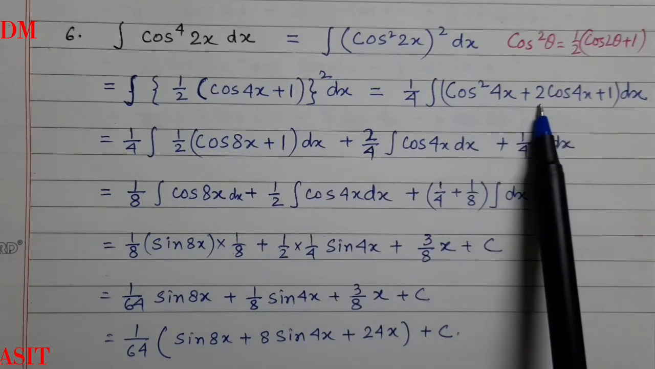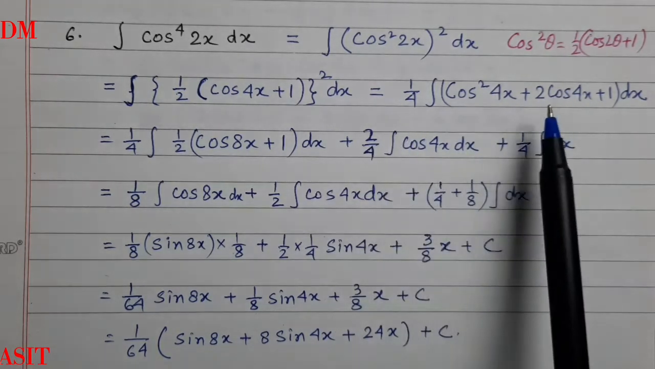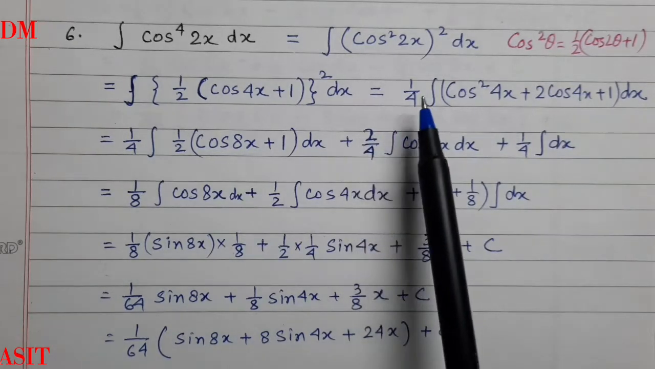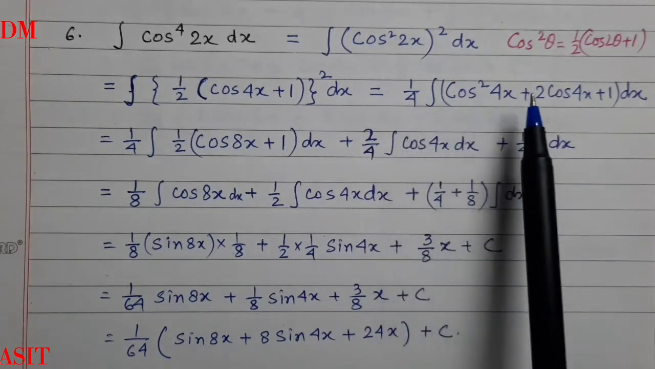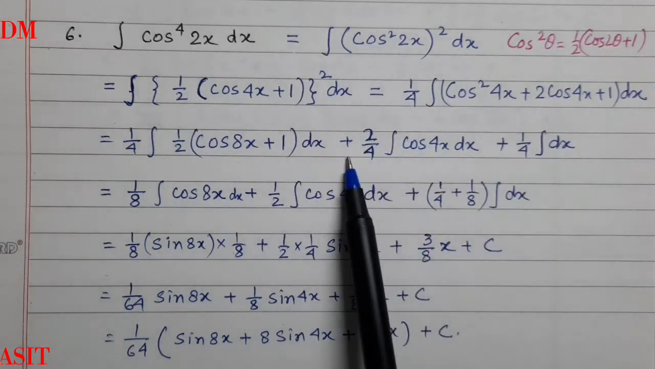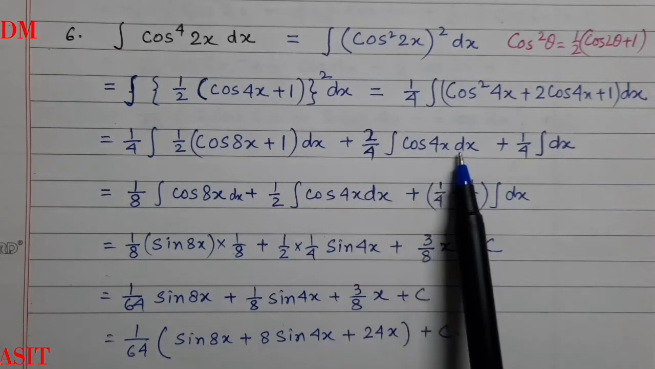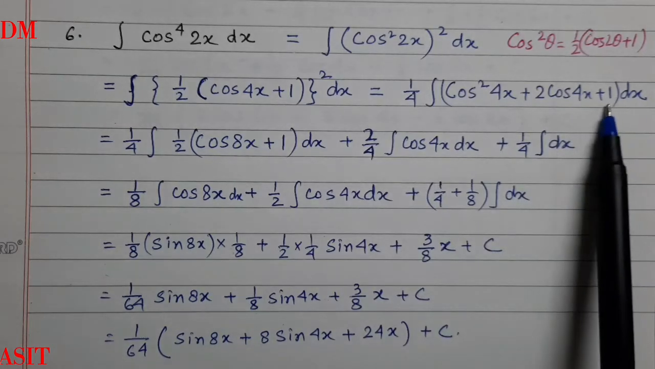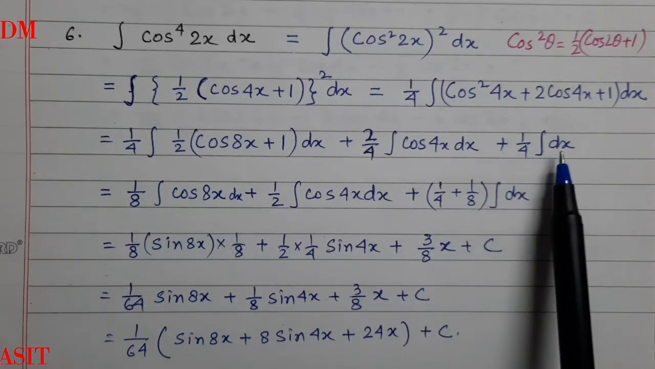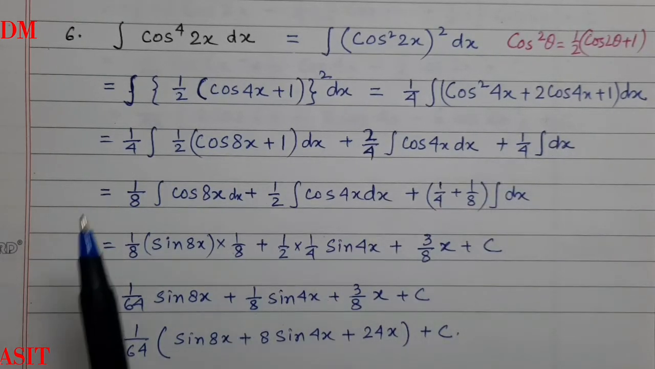Now the second term is 2 cos 4x. So it will be 2. Again you have to remember what is there outside. Since it is 1 by 4, it will also distribute. So 2 by 4 integration of cos 4x dx. Now again this 1 by 4 will distribute over here. So 1 by 4 integration of dx.